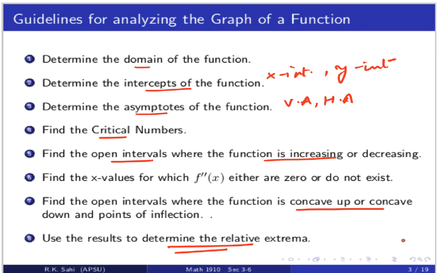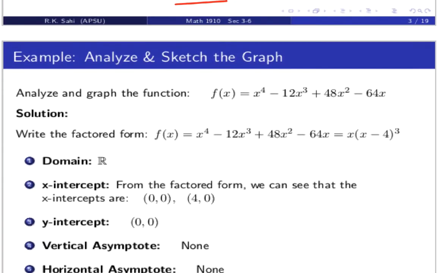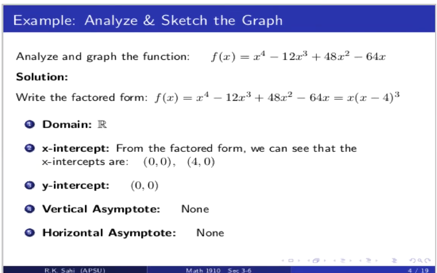Okay guys, let's begin with the examples. We're going to start with a simple polynomial. It's a fourth degree polynomial: x^4 minus 12x^3 plus 48x^2 minus 64x. We would like to graph this function and analyze it. First, we're going to write it in factored form. It is x times (x minus 4) the whole cubed. And then we will start with the things we need according to the guidelines.